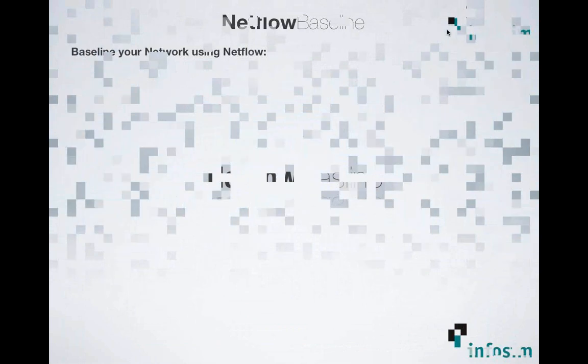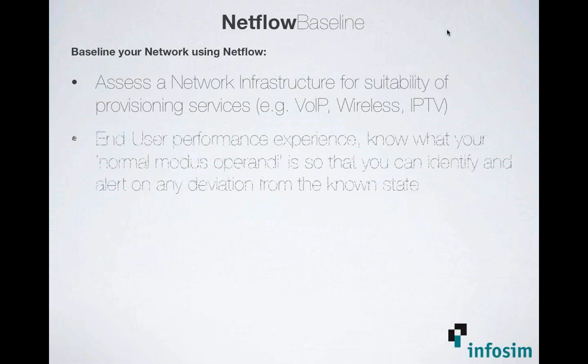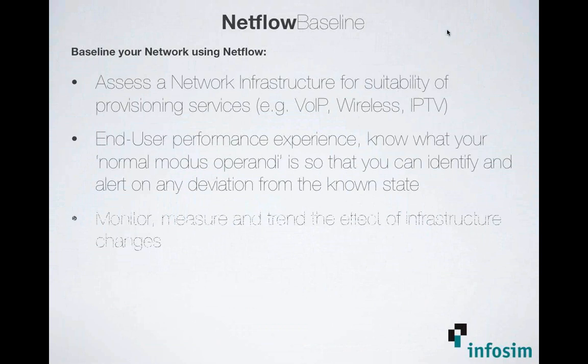Baseline your network using Netflow. Assess a Netflow infrastructure for suitability of provisioning services like VoIP or wireless or IPTV, etc. End user performance experience. Know what your normal modus operandi is so that you can identify and alert on any deviation from that known state. Monitor, measure and trend the effects of infrastructure changes. So once you know your normal operating tolerances, apply those SLA markers to alert and notify if and when changes occur.